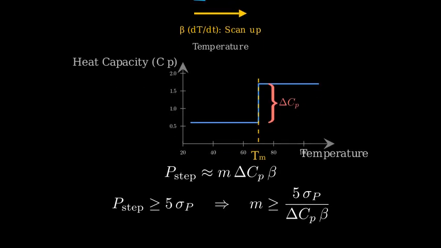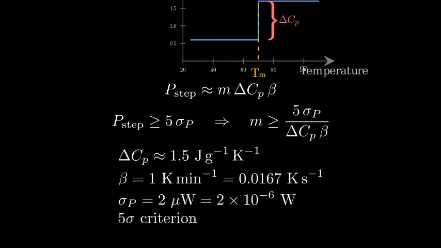Now, we will estimate the mass using realistic numbers. We assume a typical heat capacity jump for unfolding of about 1.5 joules per gram per Kelvin. We scan at 1 Kelvin per minute, which is 0.0167 Kelvin per second. Assume an instrument noise level of 2 microwatts and a 5 sigma threshold. We plug into the formula and compute.